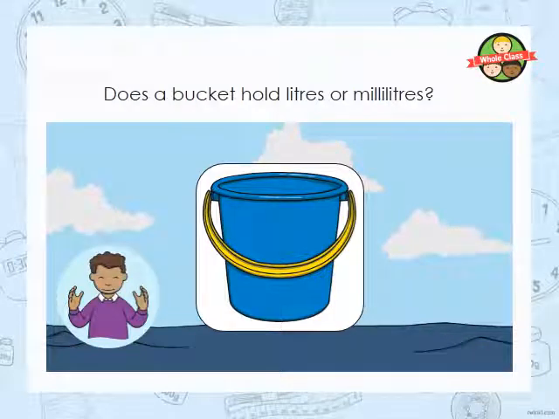Now we have this example. Does a bucket hold liters or milliliters? How do you know whether it is liters or milliliters? If the container holds a large amount of water, it is liters. If the container holds a small amount of liquid, it's milliliters. Now we have this bucket. This bucket holds a large amount of liquid. It means that we can measure it by liters. Good. This is liters.